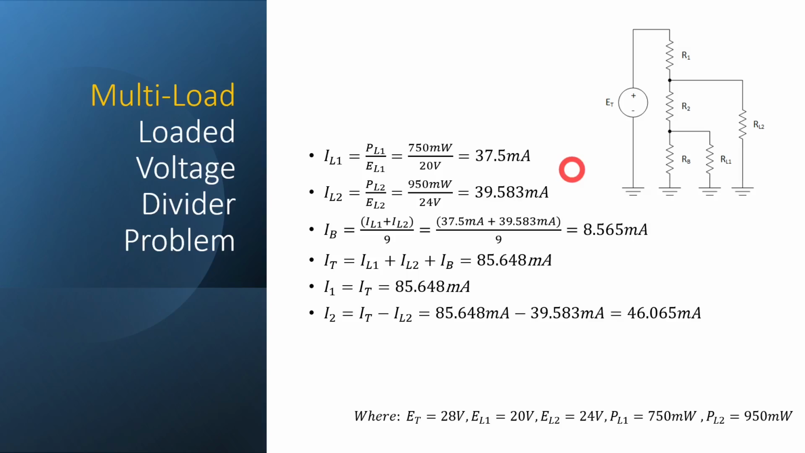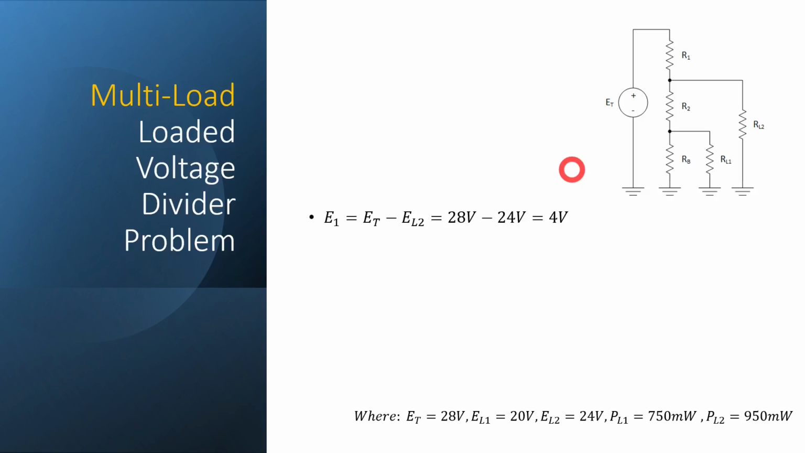Now the next step is to figure out our voltage drops. Okay, so the voltage drop across R1 is going to be our total voltage minus our load voltage for load 2. We know that our power source is 28 volts and this load is 24 volts, so we're going to have to drop 4 volts across that resistor. Okay.